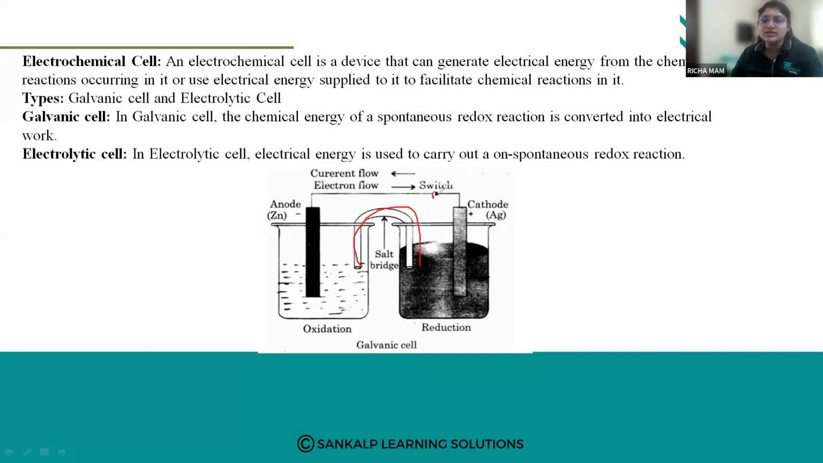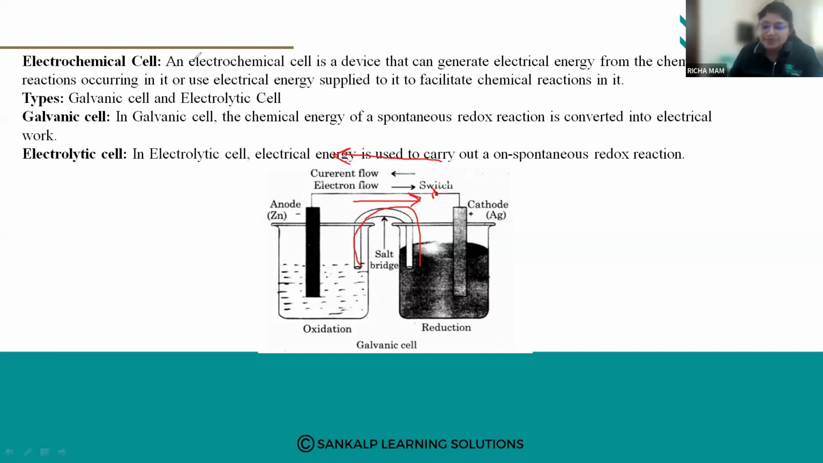When the switch is connected, you can see that the current will flow in this direction, and the electrons will flow in the opposite direction to the current. So this is the working of a galvanic cell. Very important. What is the working of a galvanic cell? It is very important.